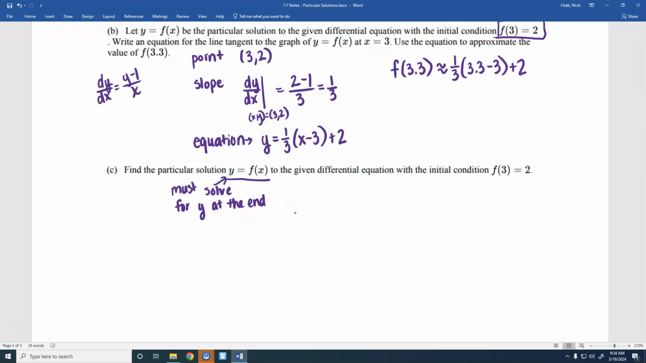All right, so our differential equation is dy over dx equals y minus 1 over x. What's the first thing I should do? Times the dx. I'll get rid of that. So now I've got dy equals y minus 1 over x dx. What next?